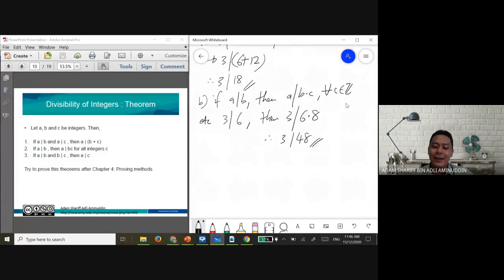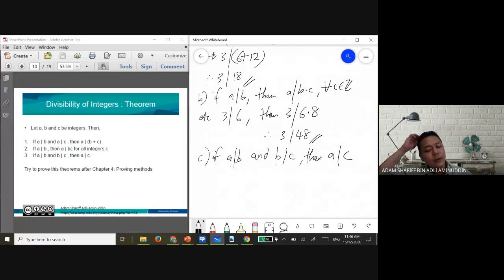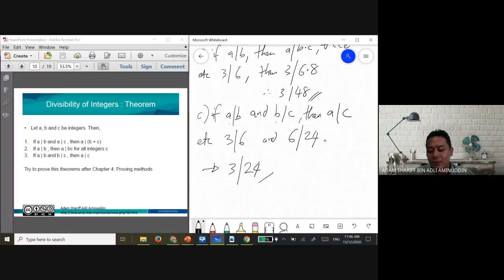And lastly is the transitive. Kalau korang perasan ni transitive. If A is a factor of B and B is a factor of C. Nampak ni? A, B, B, C. Then A is also a factor of C. This is a transitive relation reflected by this example. 3 is a factor of 6. I take one more, 6 is a factor of 24. 3 is also a factor of 24.